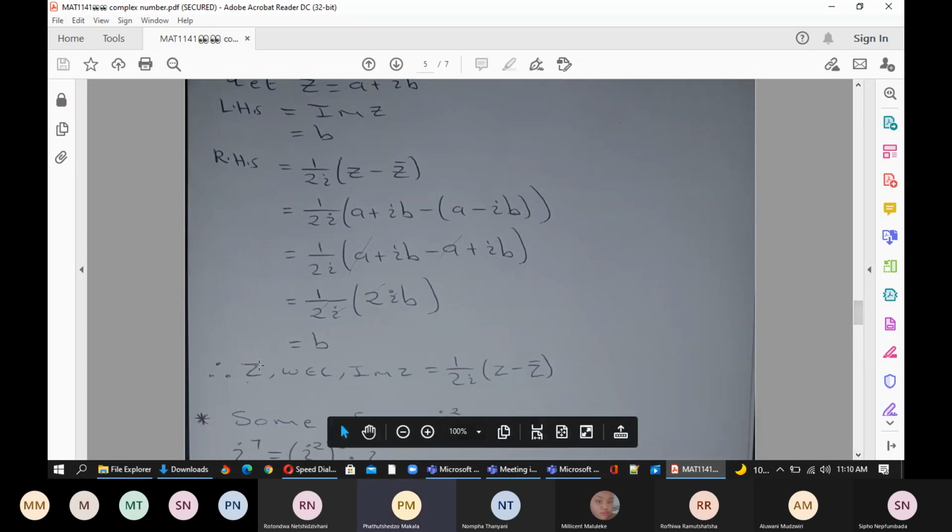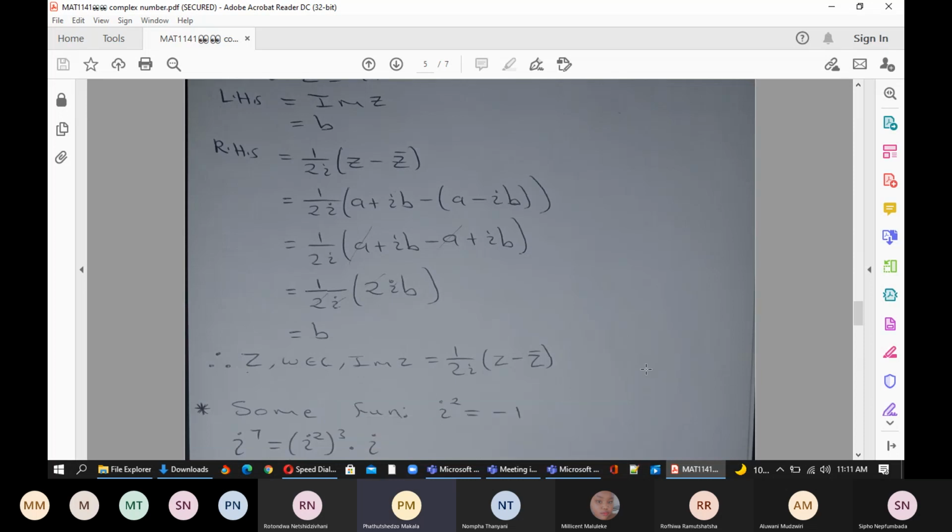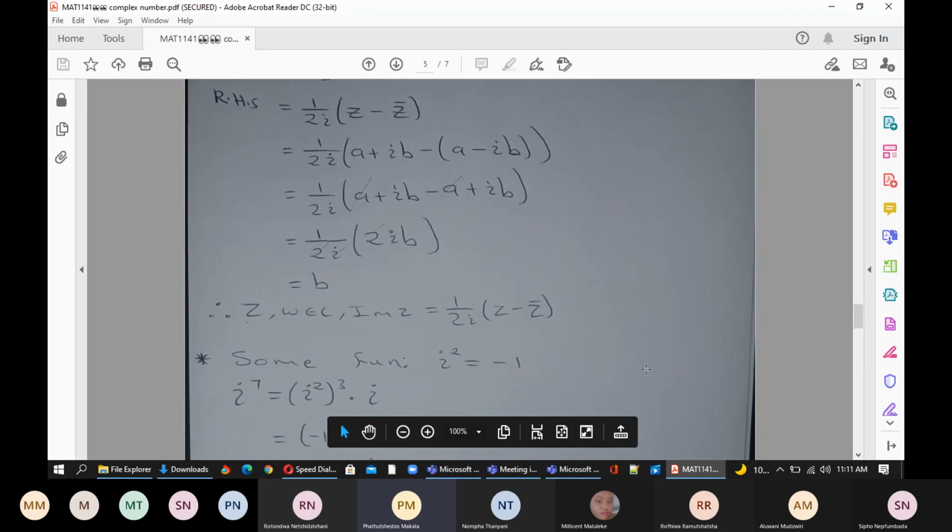You conclude, right, what they ask you. Therefore, z, w, elements of C. The imaginary part of z is equal to 1 over 2 into z minus the conjugate of z. Are we together? Yes.